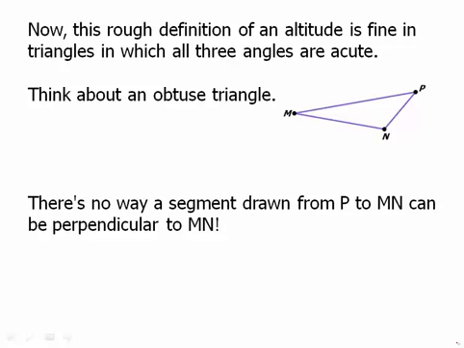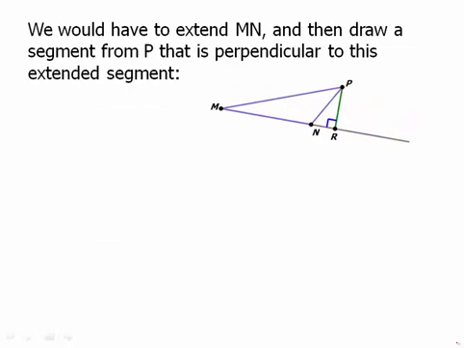The altitude is not simply a line from a vertex to the opposite side. What we have to do is extend that segment and then draw a segment from P that is perpendicular to the extended segment. So notice that the altitude is not actually intersecting segment MN itself. It's intersecting the line along which MN lies. So PR is in fact the altitude. It is perpendicular to that line. Technically, it doesn't intersect the segment MN. It intersects the line on which that segment lies.